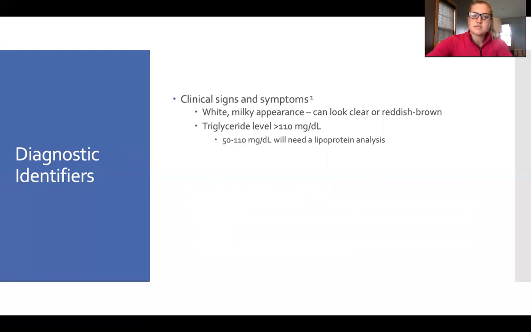If you were to test someone's blood, the triglyceride level will be greater than 110 milligrams per deciliter. If it ranged between 50 to 110, they will need a lipoprotein analysis just to make sure that it is chyle, or it might be something else that may be leaking.